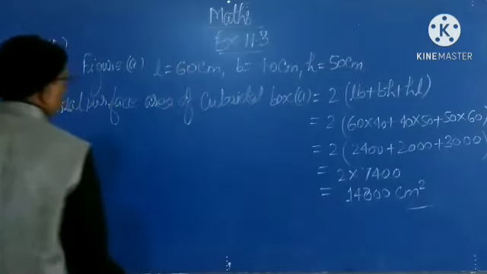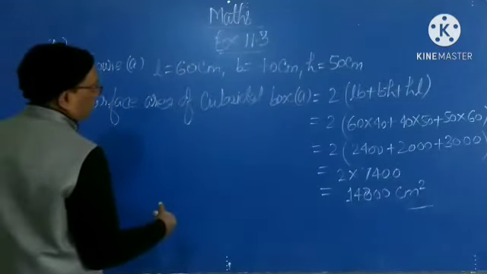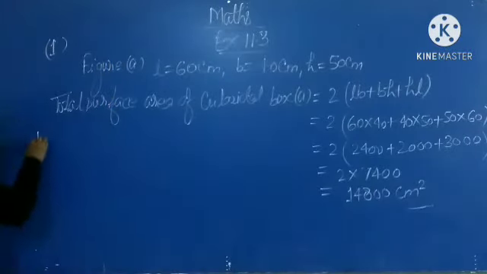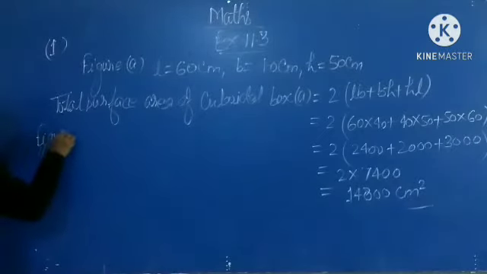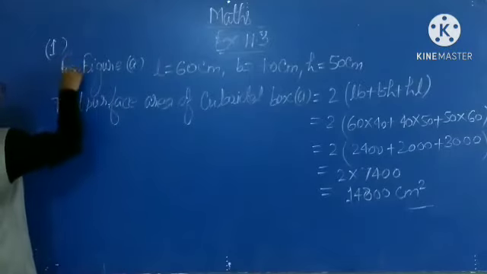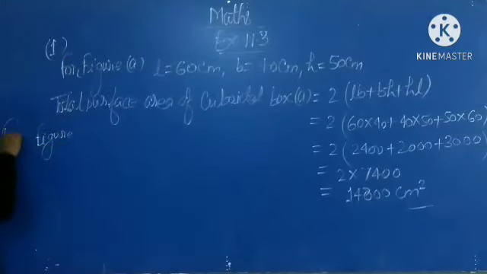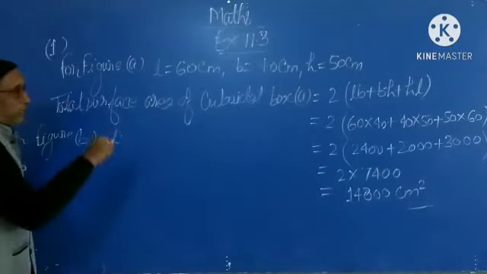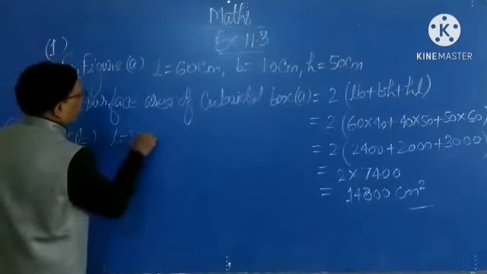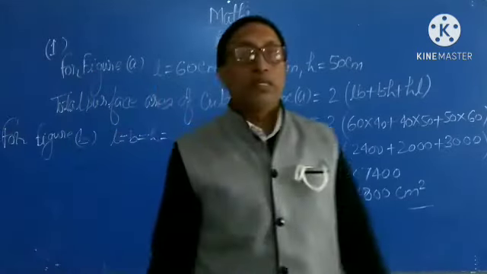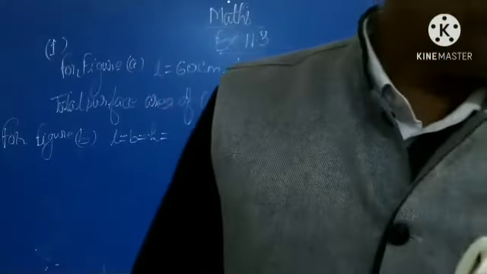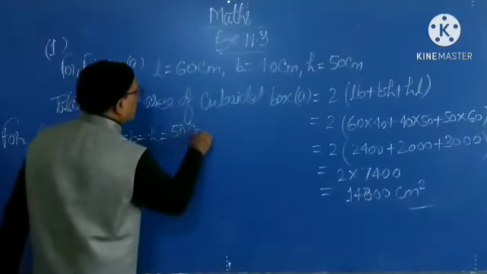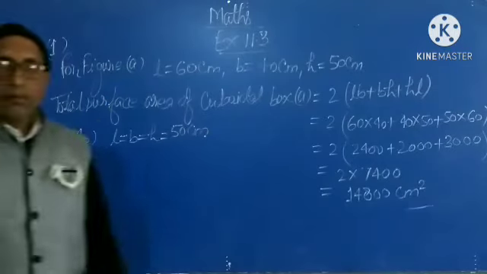Then total surface area of box B. For figure B, length, breadth, height all are equal. L is equal to B is equal to H is equal to 50 centimeter. This means all of them are equal to each other, therefore this is a cubical box.